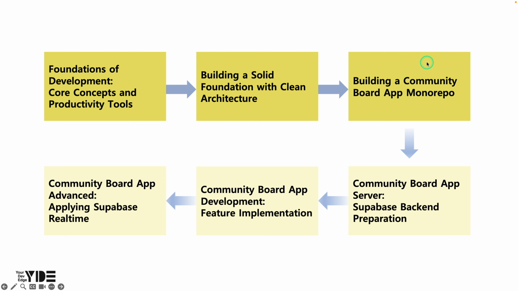Section 4. Building a community board app: Monorepo, laying the foundation for scalability. Build a Monorepo environment that ensures stable code management even as the app grows. Separate functions into independent packages to increase code reusability and gain practical experience managing large-scale projects.